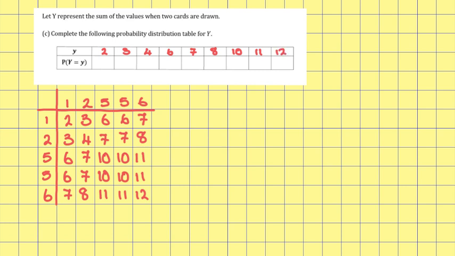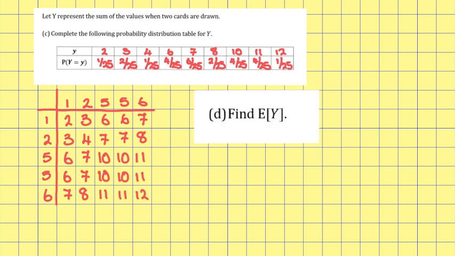I can also use the sample space to calculate the probabilities, giving me 1 out of 25, 2 out of 25, 1 out of 25, 4 out of 25, 6 out of 25, 2 out of 25, 4 out of 25, and another 4 out of 25, and 1 out of 25. And part D, find the expected value of Y.